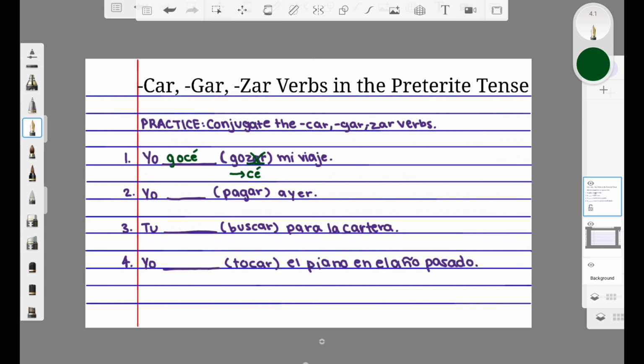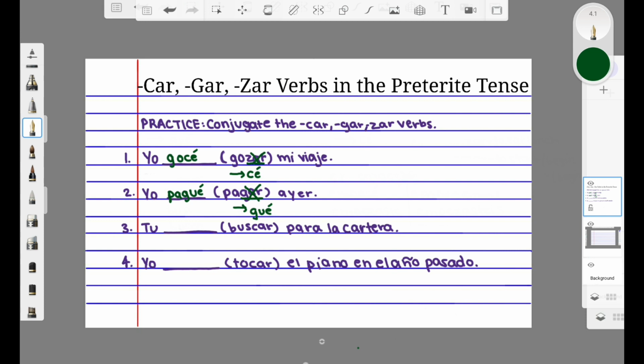Number 2, yo blank pagar ayer. This is a gar verb, so we're going to get rid of the gar part, and our rule is to add GUÉ with an accent. Yo pagué ayer means I paid yesterday.